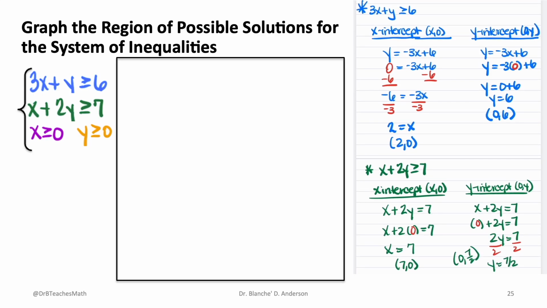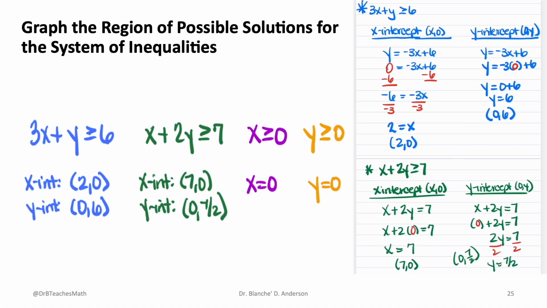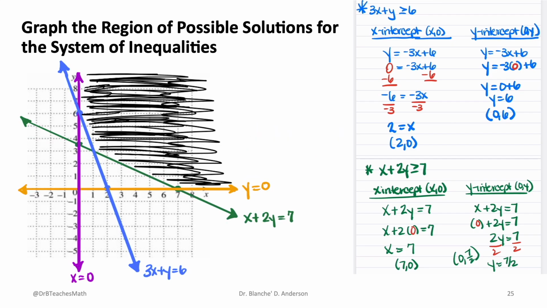Now, x is greater than or equal to 0 and y is greater than or equal to 0. So x is greater than or equal to 0, that's just the vertical line. And y is greater than or equal to 0 is the horizontal line. (2, 0), (0, 6), (7, 0), (0, 7/2). And that's what the graph looks like.